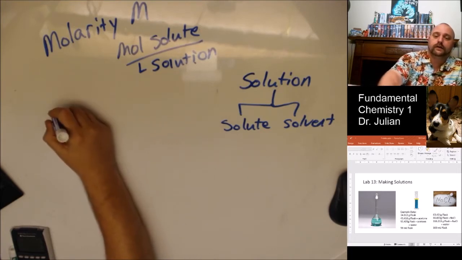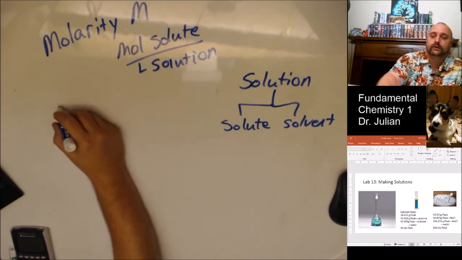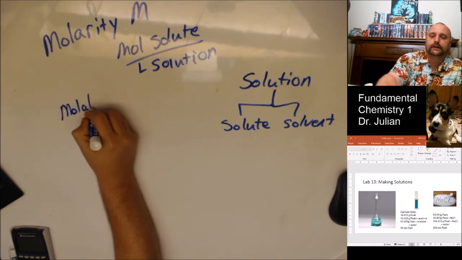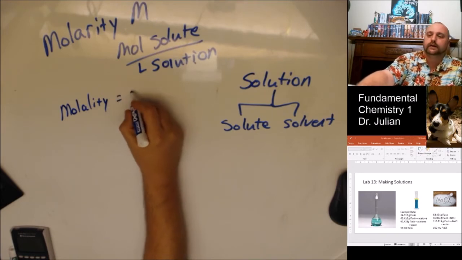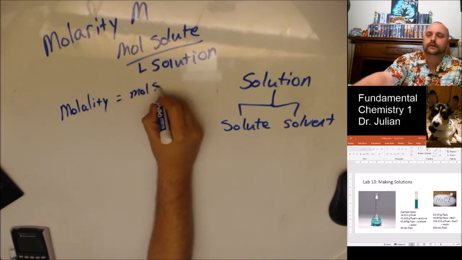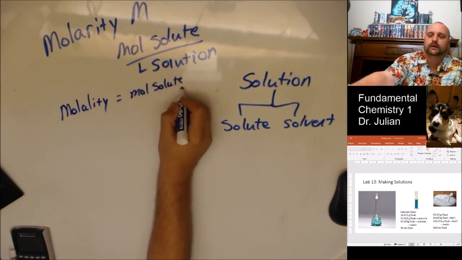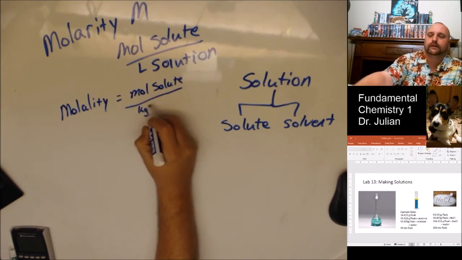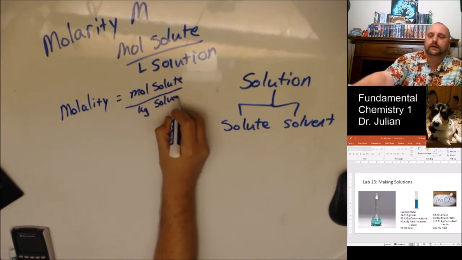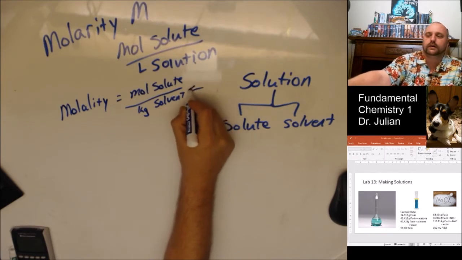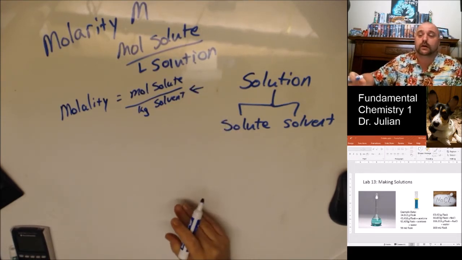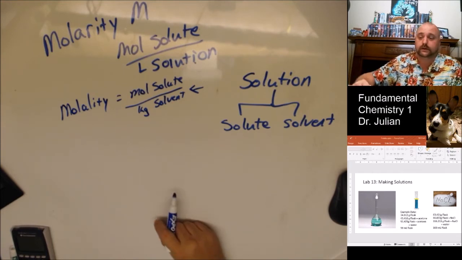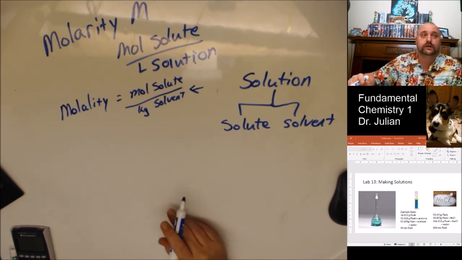All right. So the next one we're going to do is actually a weird one, and it's molality. Molality. All right. And it's going to be moles of solute over kilograms of solvent. It's the only one that doesn't have the total solution on the bottom. It's just got solvent. All right. And it's used in industry quite a bit.